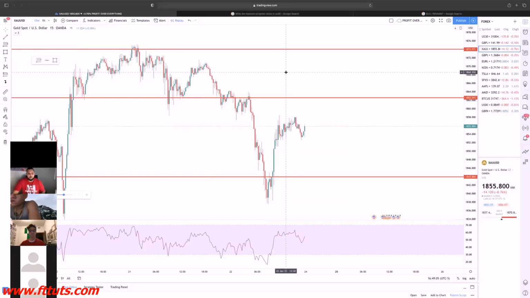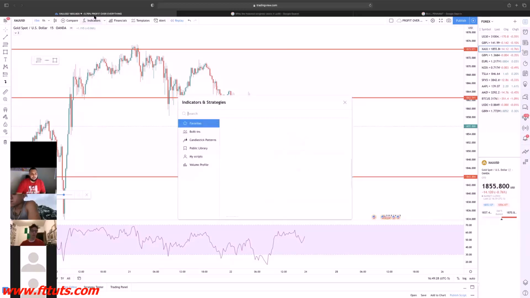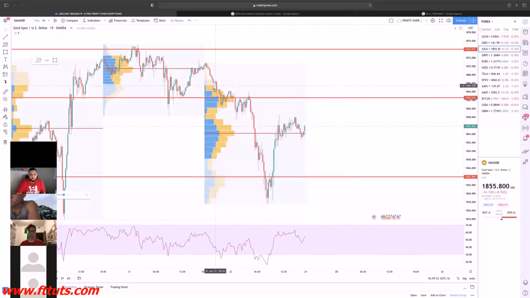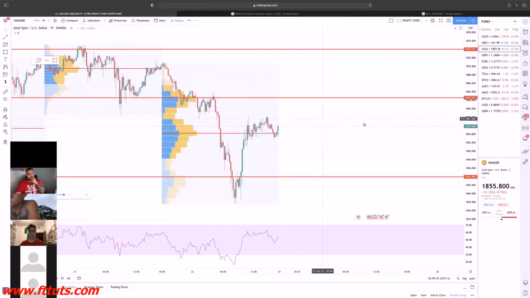So it all depends. Remember, as forex traders, we are in a constant struggle of figuring things out, because unless you're the owner of the bank and you say, hey, today we're gonna sell everything, you don't know what's gonna happen. So what I have found for me is there's this gold session volume indicator. Here you go. That works pretty well.